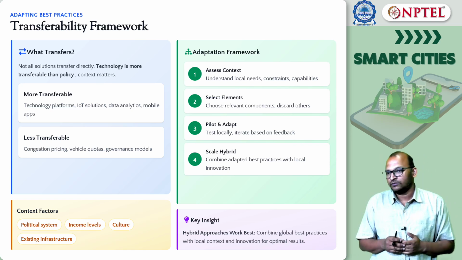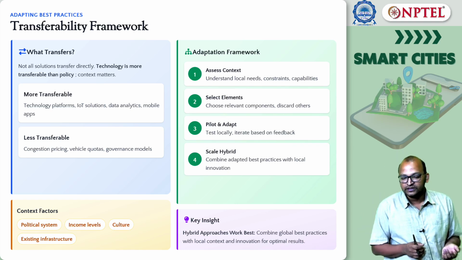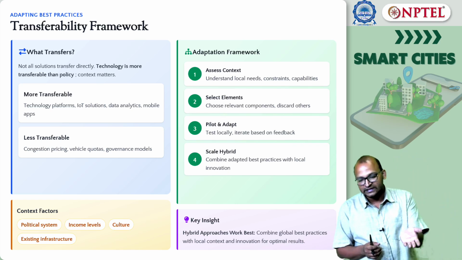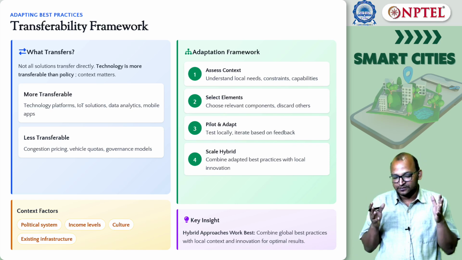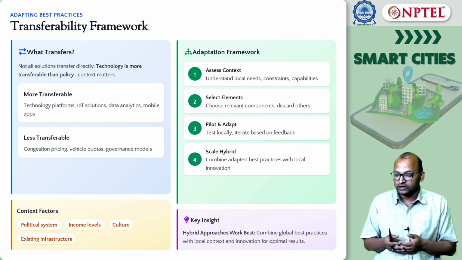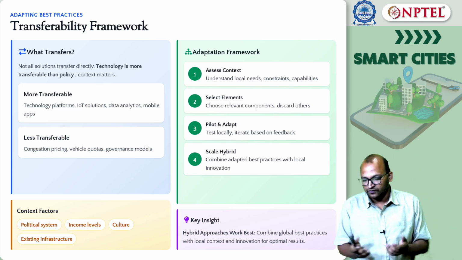The technology platforms, IoT solutions, data analytics, mobile apps and platforms, all these things are more transferable. Let's see what is less transferable: the transaction pricing, vehicle quota, and governance model. Let's see what our adaptation framework could be.